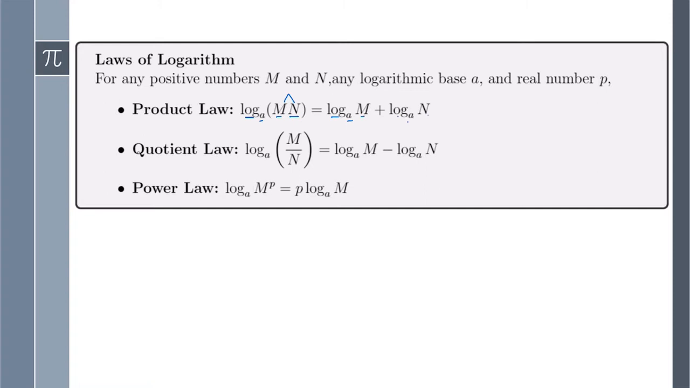The next law is the quotient law. If we have log base a of m divided by n, then we can split this as log base a of m minus log base a of n. Similarly, there is a power law, which is log base a of m to the power of p. If we have that, then we can drop the power down to the front, so we can write p log base a of m. So these are the basic three rules that we are going to use in this section.